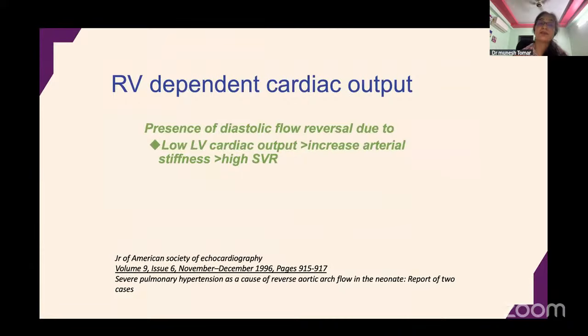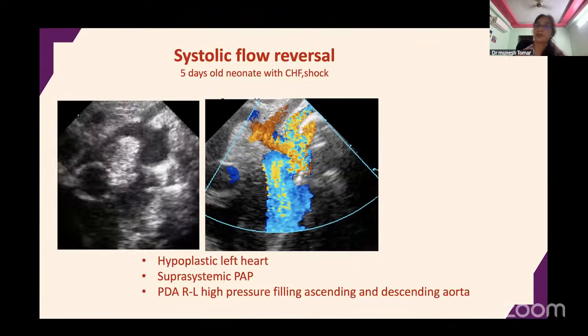The studies have shown that the presence of diastolic flow reversal due to low cardiac output carries a very high mortality in patients with TAPVC, and these are basically obstructed TAPVC. Sick newborn babies are there. It means you need to be ready for ECMO and all these things in these patients.